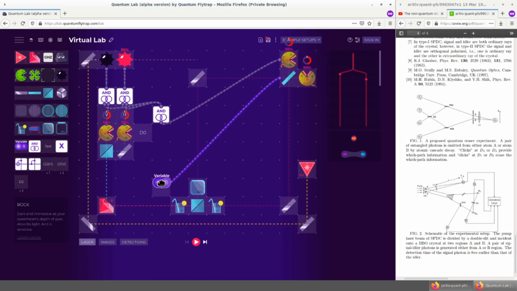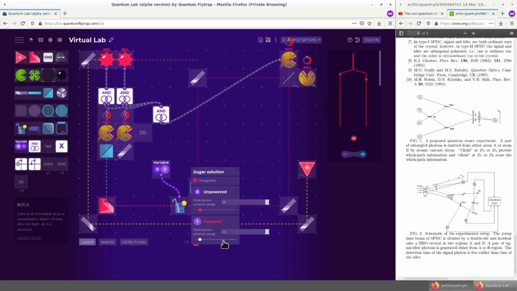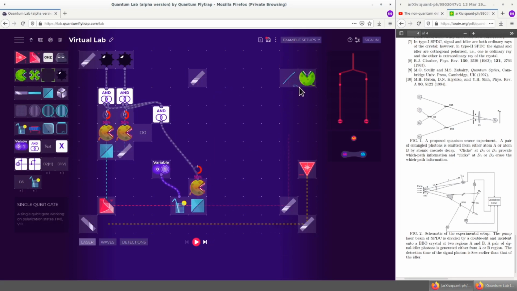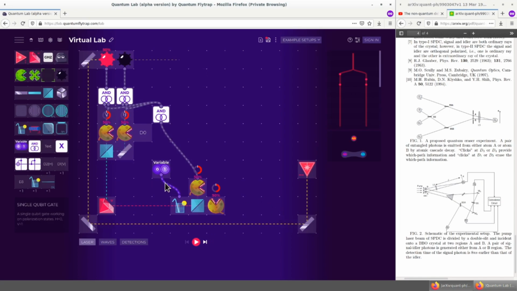And we can actually simplify this a lot more than this even. So I know that this is equivalent to powering this sugar solution, determining whether or not it's 45 degrees or 0 degrees, and then just get rid of everything except for these two things. And again, not powered, sugar solution 45 degrees, you get this flat distribution. If you choose to erase, then you get a wavy distribution. But now the layout is much simpler than it was before.